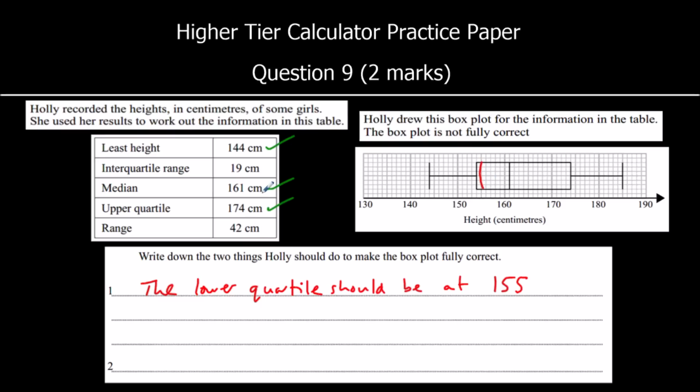The range is 42. So 144 and 42 make 186. And the highest value has been drawn at 185. So the highest height should be 186. Should be there.